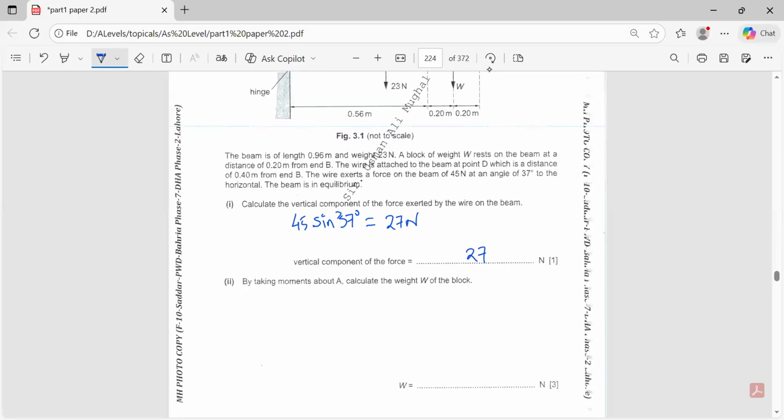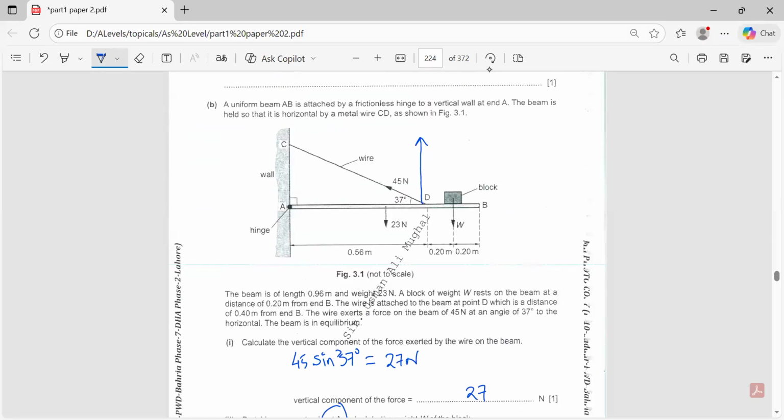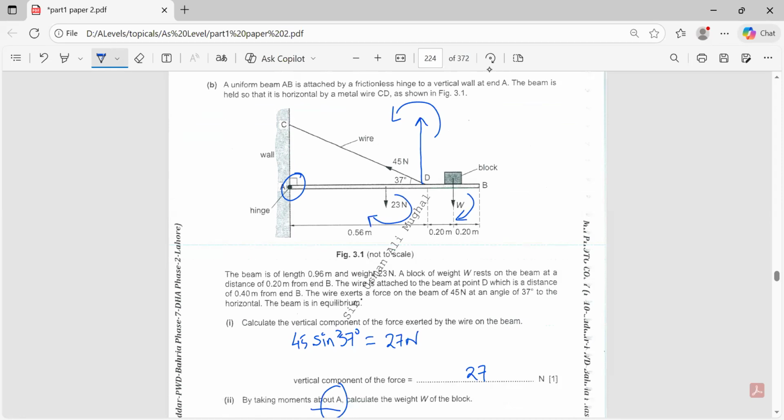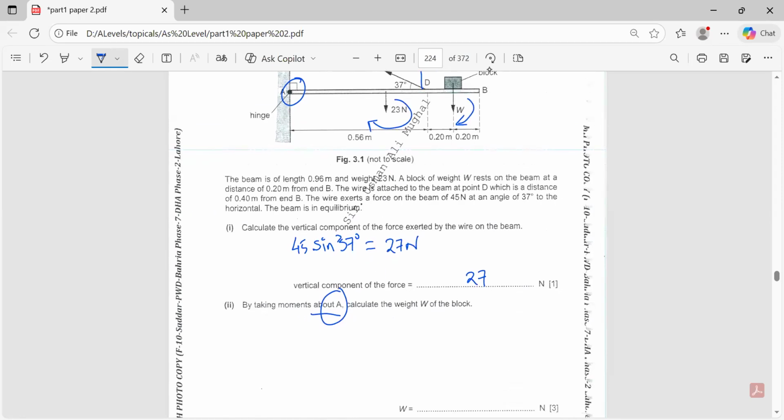Next question says by taking moments about point A. So where is point A? This is my point A. This will be our pivot point. So how many forces are acting? One is weight. It is going to create clockwise moment. One is this vertical force. It is going to create anti-clockwise moment. And one is 23, which is going to create clockwise moment. So let's see how this will work. This is for clockwise movement.